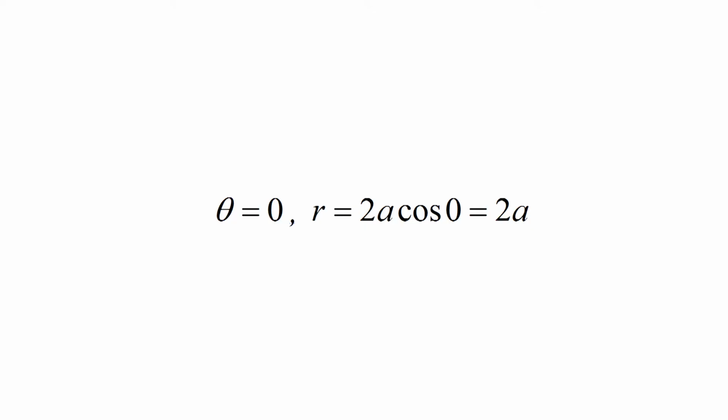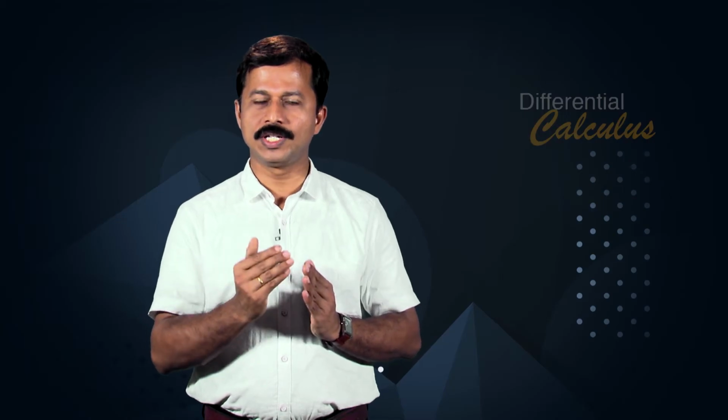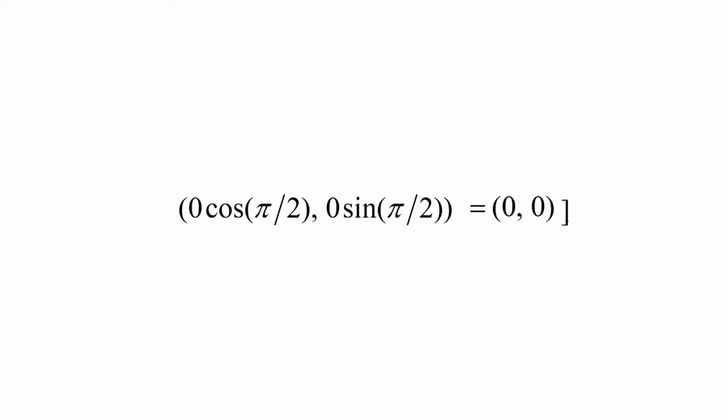We note that from the figure or from the equation, when theta is equal to 0, r is equal to 2a times cos 0, which is equal to 2a, which gives the point having the polar coordinates (2a, 0). When theta is equal to pi by 2, r is equal to 2a times cos pi by 2, which is equal to 0, which gives the point in polar coordinates (0, pi by 2). That is, the point with the Cartesian coordinates (0 cos pi by 2, 0 sin pi by 2), which is equal to (0, 0).